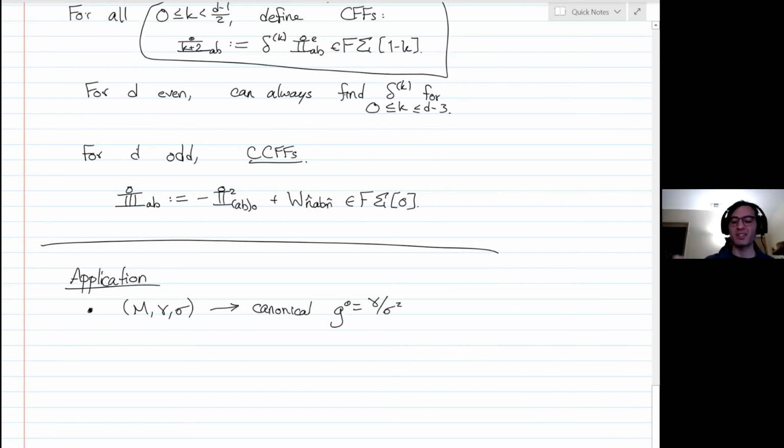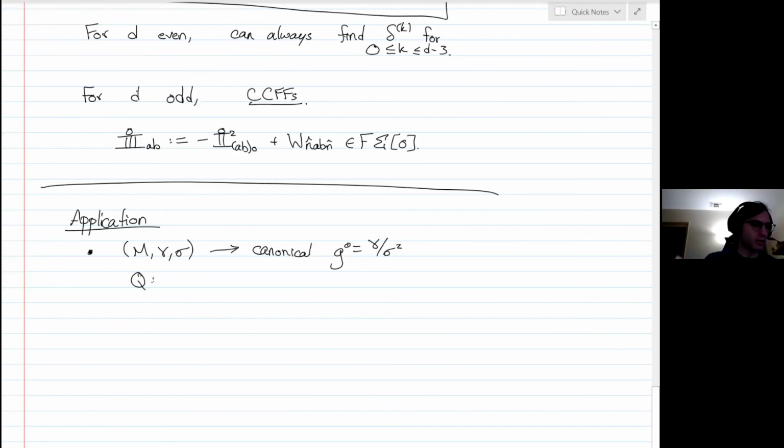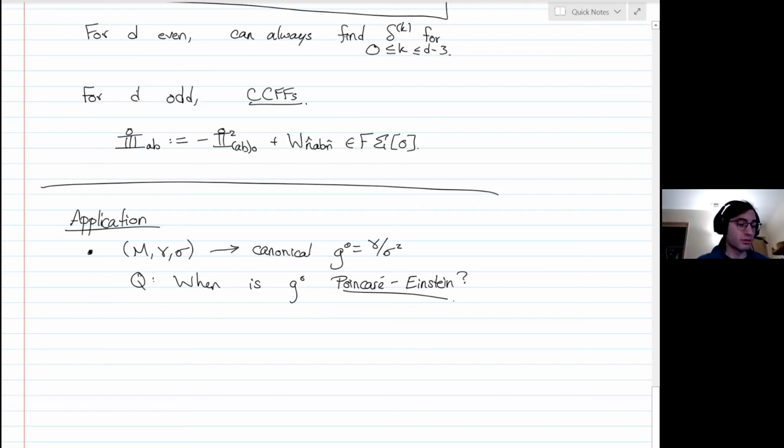And so you can ask the question, when is G0, this metric, Poincaré-Einstein? Now, I don't know how much you guys have read of Fefferman and Graham, but this is the thing that they invented. If you're not familiar with what a Poincaré-Einstein metric is, let me tell you, it's a really nice metric. It's a metric that is roughly hyperbolic, but also it solves the Einstein equations.